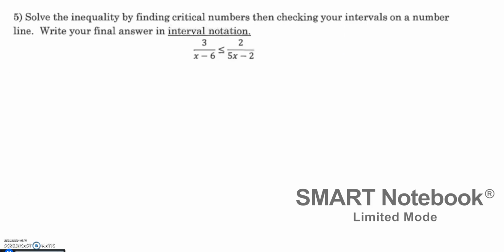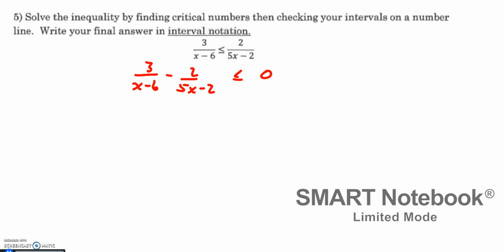Number 5, solve the inequality by finding critical numbers. This is another one from the last test that I felt could use a little bit more practice. And the first thing we'd like to do is get 0 on one side so that we can compare everything to positives and negatives. So I'm going to subtract over the 2 over 5x minus 2, and that is going to be less than or equal to 0 now.